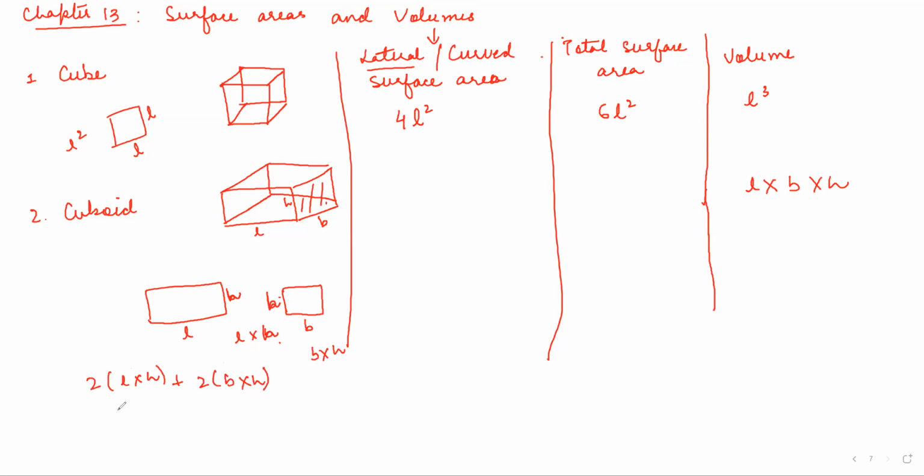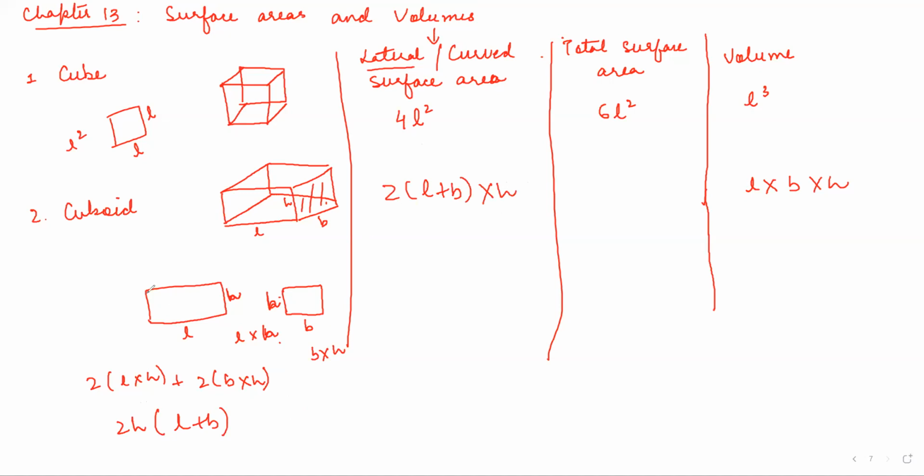So how can I write it? It will be 2L into H plus 2B into H. Sorry, it was into, I'm sorry. Okay, 2H I can take common, then I have L plus B, right? This way you can write. Understood? So 2 into L plus B into H.